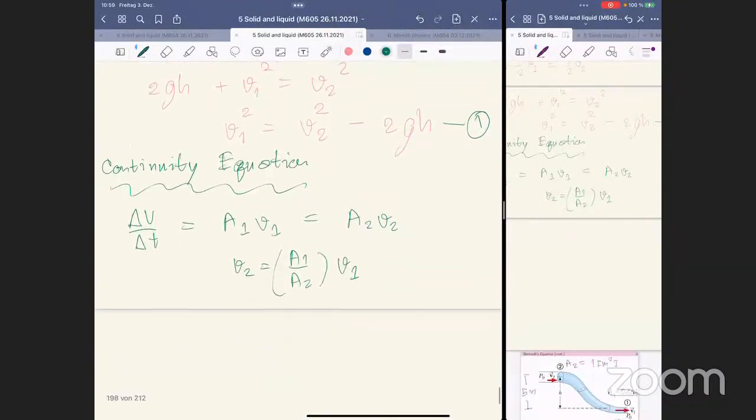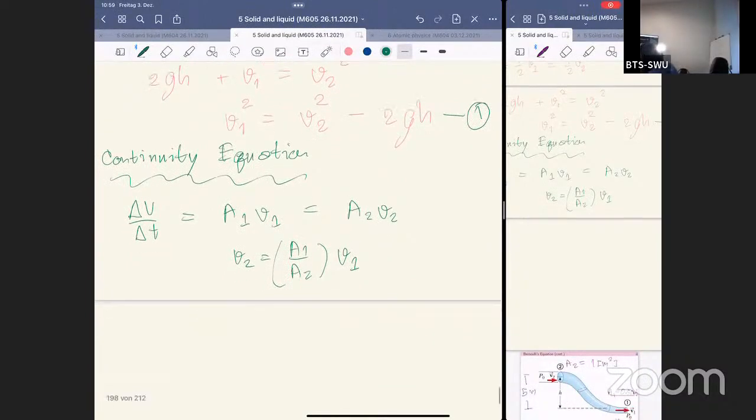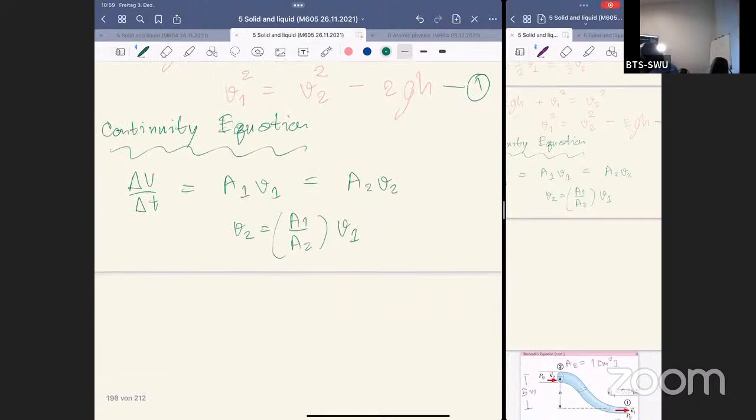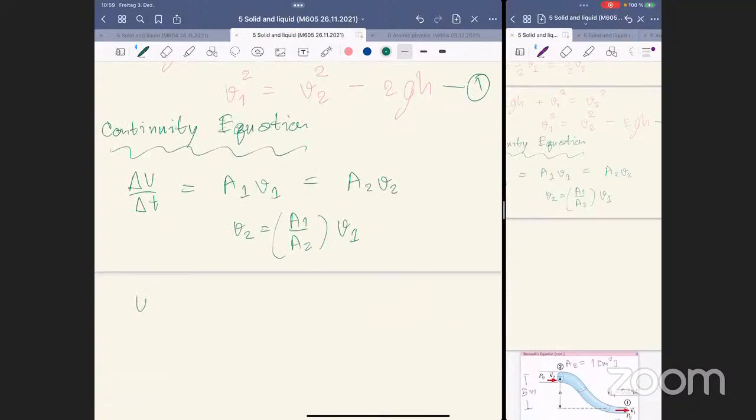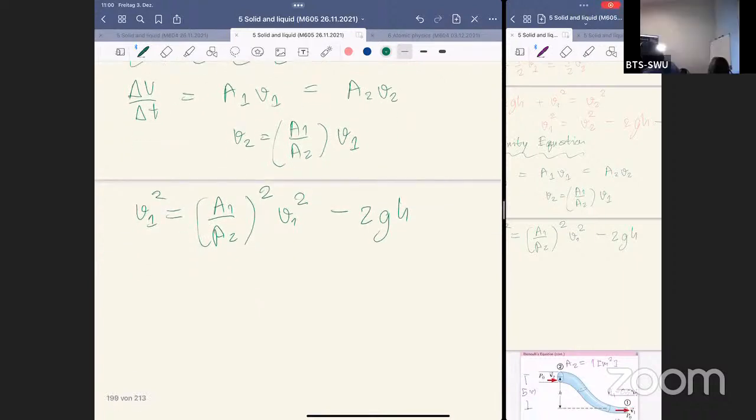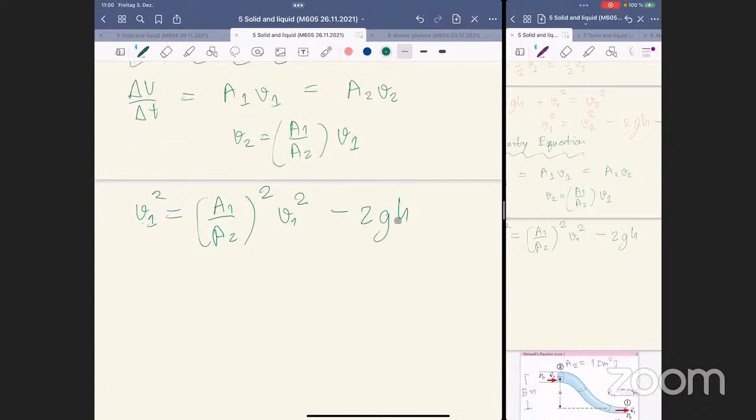On the left hand side, we have V1 square equals V2 square, so it's going to be (A1 by A2) square times V1 square, right? And minus 2GH. In order to solve this one, we move 2GH to the left hand side, and we move V1 to the right hand side, so we get 2GH equals ((A1 by A2) square minus 1) times V1 square, something like that, right?